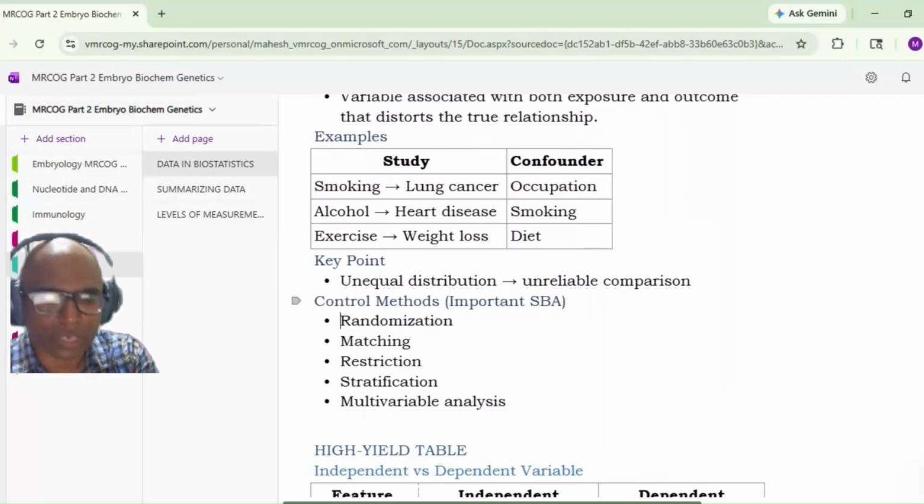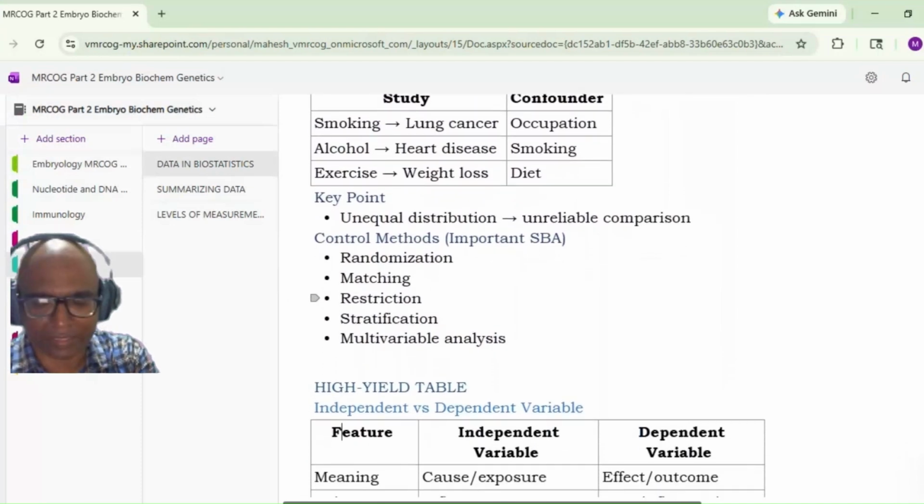It is not always possible for us to remove the confounding factor, but we can at least control their effect. There are certain things which you can take care of at the level of study design, that is randomization, matching, and restriction. At the analysis level, what you can do is stratification, multivariable analysis, etc.